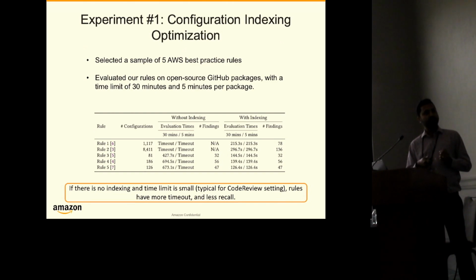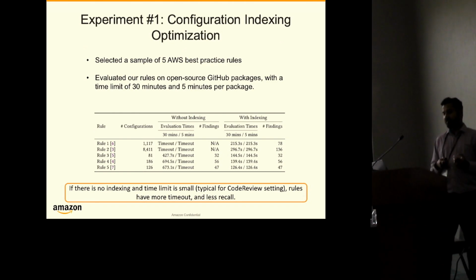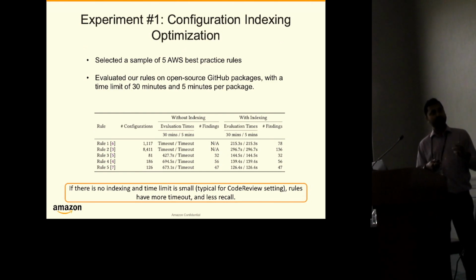So this is the ideal time for code review process, but 30 minutes is something where you run a package scan and you get all the detections within 30 minutes. So comparing these two results, one is without indexing, one is with indexing. The takeaway here is that if you do not use indexing and the time limit is small, which is 5 minutes, which is typical in the code review process, rules have more timeouts and less recall.